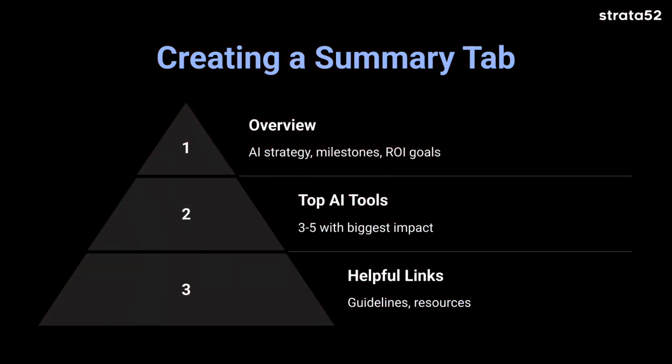So once you've created the supporting documentation, you've added the ROI columns, you have the Gantt chart ready, and you have the budget column filled out, you want to ensure that you have a user-friendly experience in this spreadsheet. So to ensure that, it's often helpful to have a summary tab at the front of your spreadsheet. This is where you'll have a high-level overview, a concise statement of the overall AI strategy, the key milestones, and the ROI goals. This could list the top 3 to 5 AI tools with the biggest impact so viewers can immediately see the priorities.